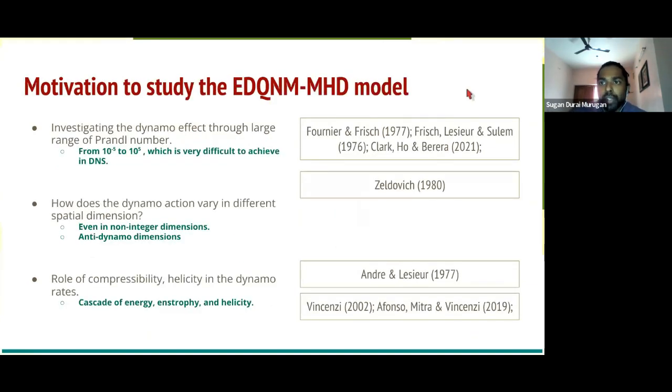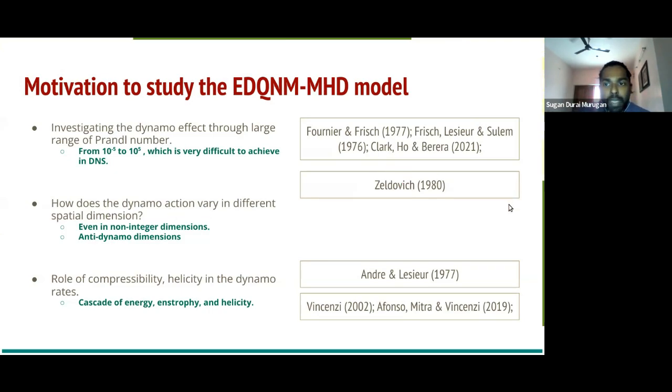Now the motivation to study this model is not only that it is a simple model that can vary over a large range of Prandtl numbers. The Prandtl number is basically the ratio of the magnetic Reynolds number and the kinetic Reynolds number. In DNS, it is very difficult to reach very large Prandtl numbers, but in nature, we see magnetohydrodynamic flows with a large range of Prandtl numbers. So this EDQNM MHD model allows one to investigate such large Prandtl number situations.